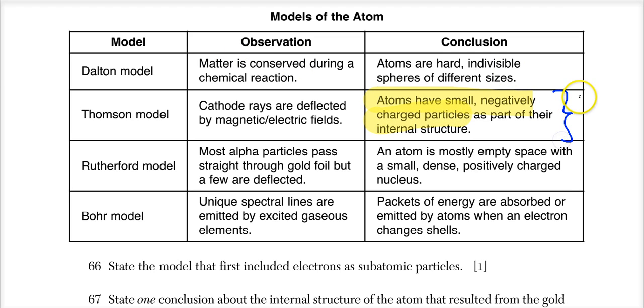Now you might remember the Thomson model. He discovered electrons using cathode ray tubes and moving those rays with a certain amount of energy and measuring that energy. In any case, we're talking about electrons here, negatively charged particles. That's what you needed to understand. So clearly, we're looking for the Thomson model. It's only what state the model that included electrons. Electrons are, of course, negative.